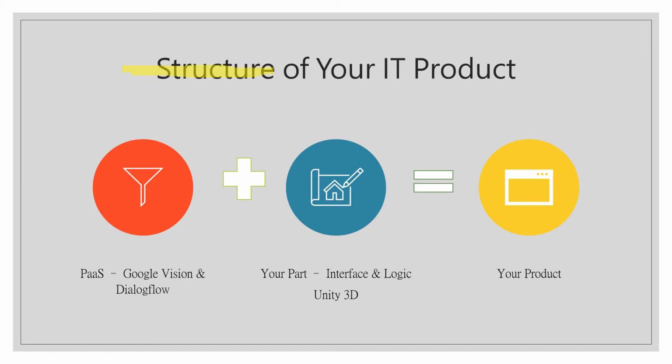So most likely when you go outside, you're a junior web programmer, a junior app programmer, a junior programmer, a junior project assistant, something like that, right? So what you are going to do is try to divide your product into two parts. The first one is your part, and most likely your part will be the interface and logic. And then for the second part, you will find different kinds of platforms to support your work.